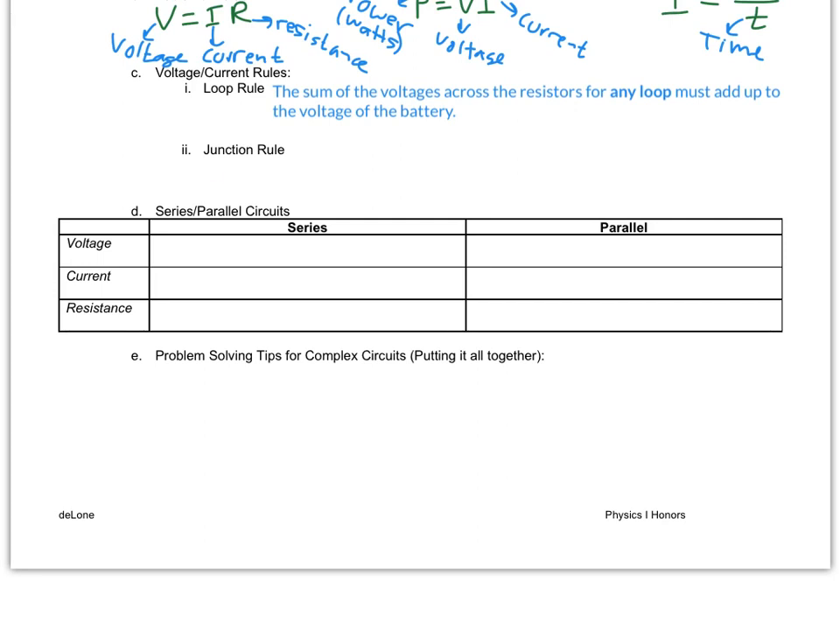With current, we talk about our junction rule. The basic idea there is whatever current goes into a junction must equal the current leaving it. Okay, current doesn't disappear. There's no twilight zone here, so the current going in must equal the current leaving.